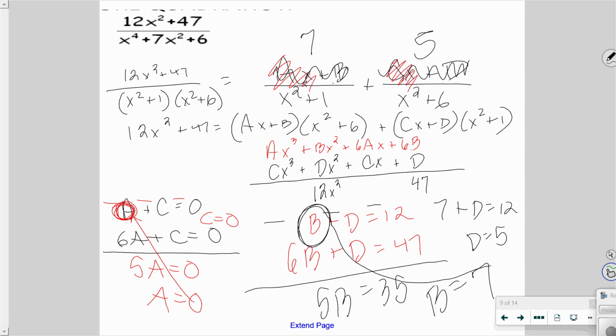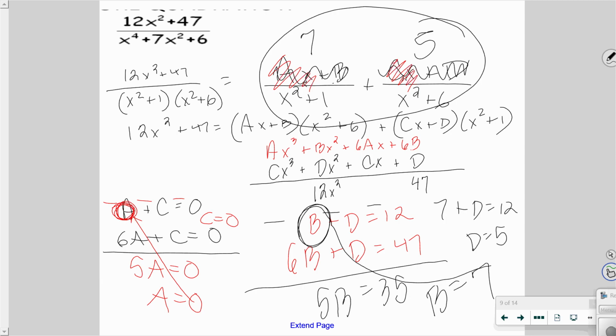So again, convenient numbers weren't an option, so I had to do something different. It ended up being systems of equations. Okay? Let's do a linear and a quadratic together. How would you write that answer? Right here: 7 over x squared plus 1, 5 over x squared plus 6.